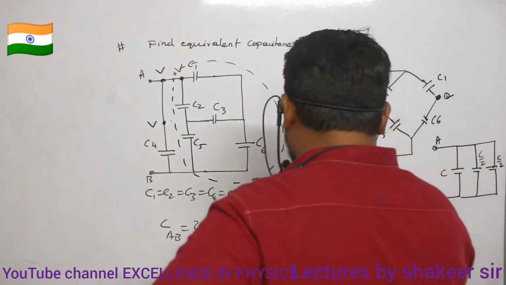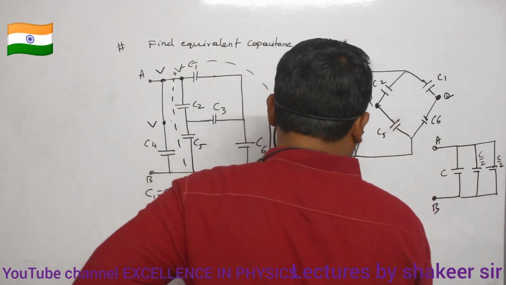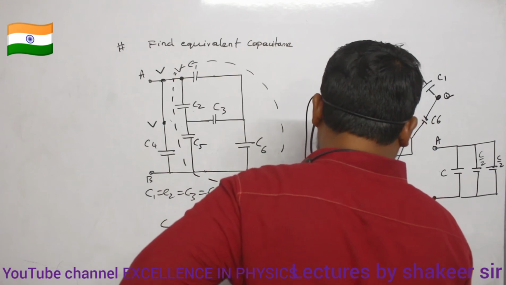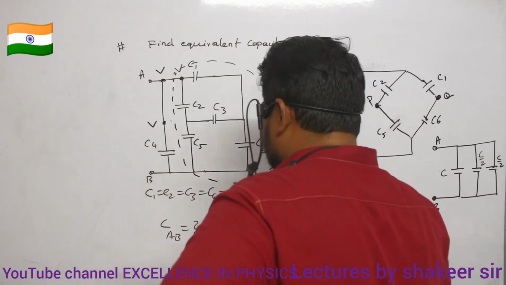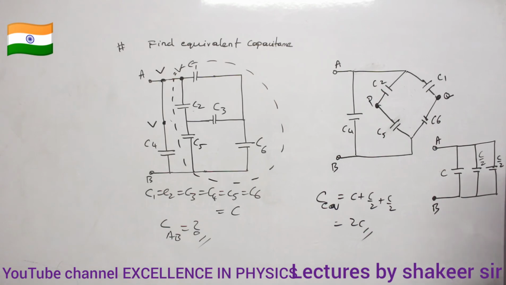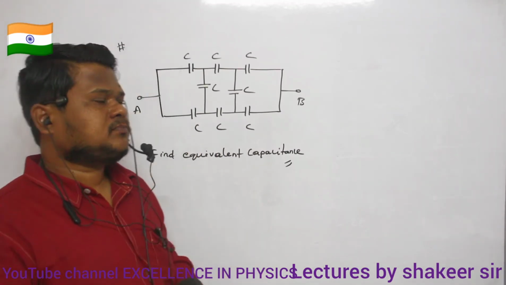So therefore, what is the total equivalent capacitance? Total equivalent capacitance is C plus C by 2 plus C by 2. So C plus C is 2C. So that is the total equivalent capacitance of this circuit. Okay, that's all. This problem, anybody?